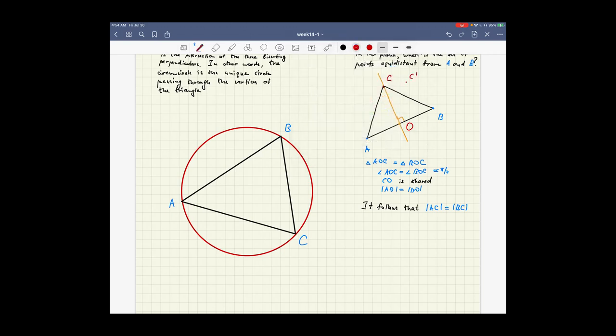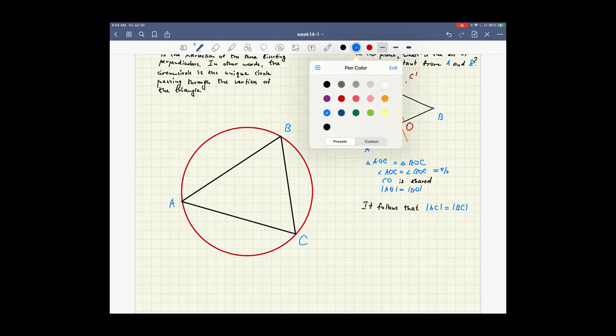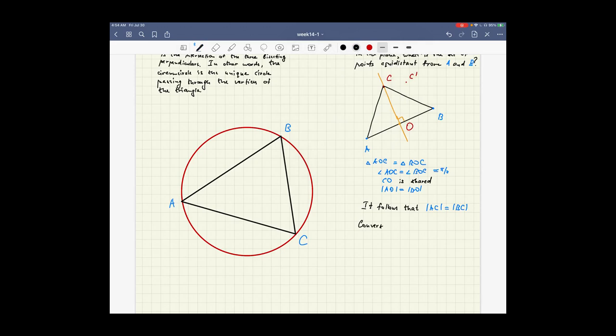The converse statement is also true. If I take any point C prime. So conversely, if C prime is a point in the plane equidistant from A and B, then C prime belongs to the bisecting perpendicular.